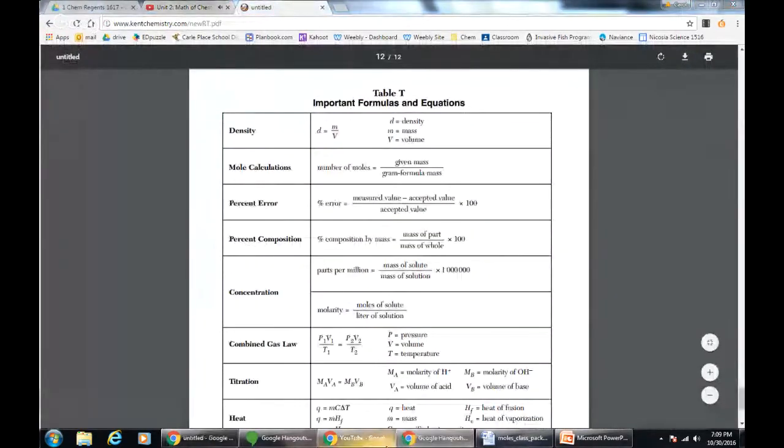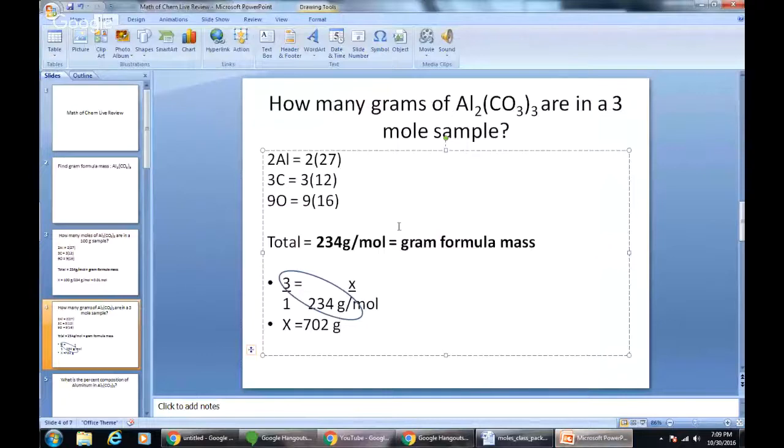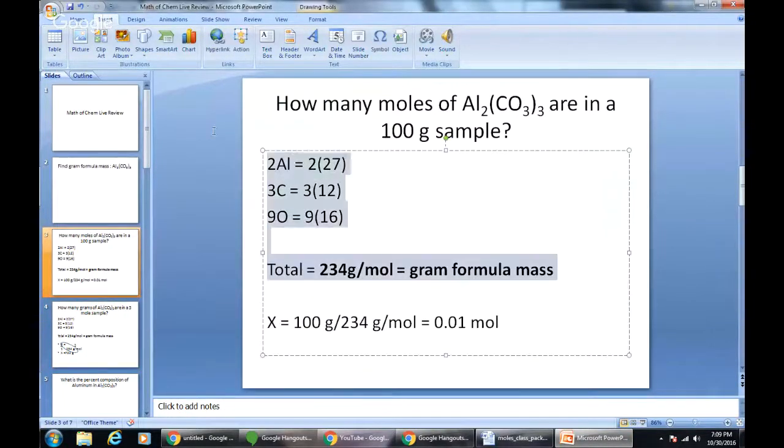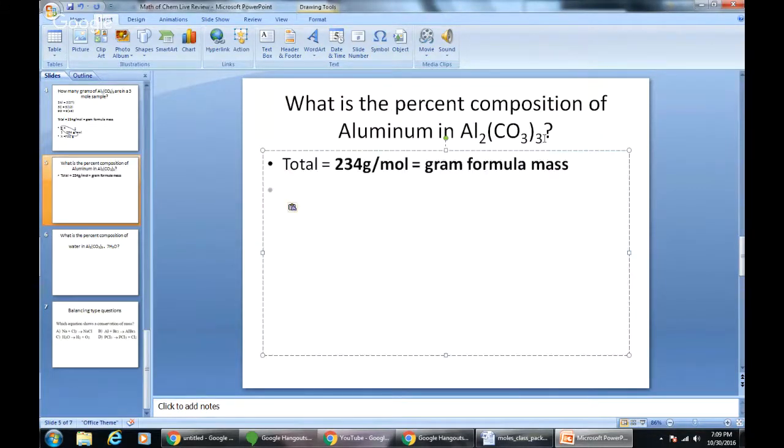Okay, let's do the next one. The next one is going to be dealing with the same stuff, so let me bring this along with me. This is the gram formula mass of aluminum carbonate. All of these questions have aluminum carbonate in them, so that's why I'm carrying these along with me. The gram formula mass of aluminum carbonate is 234. We know that. Let's just hold on to it.